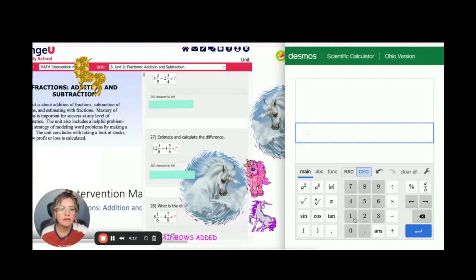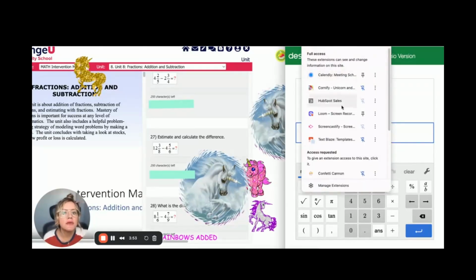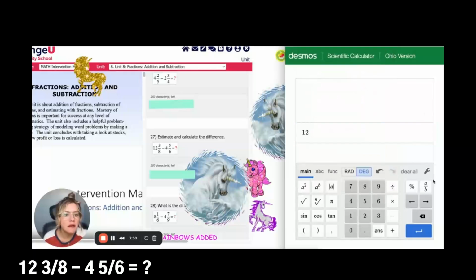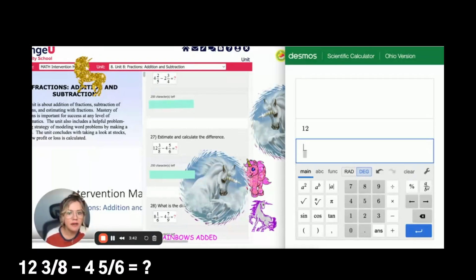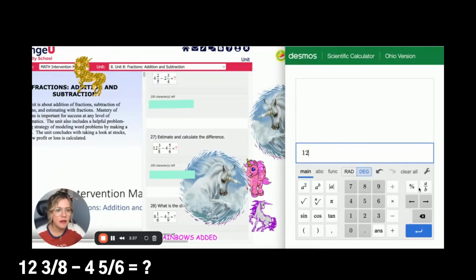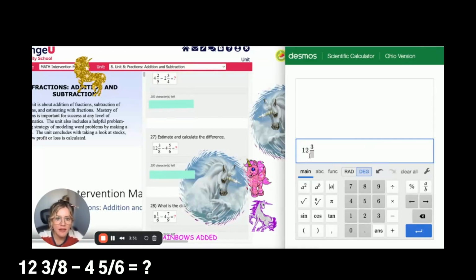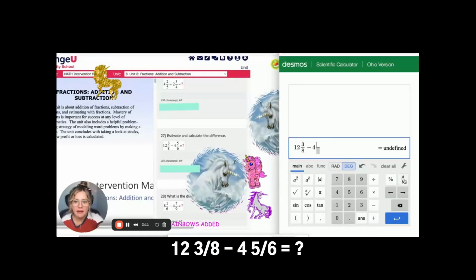For the 12 and 3/8 part, click the A over B that's under this little wrench. A over B is the fraction bar. And then the A in this case is 3. The numerator is 3. And then you can either click into the denominator or you can press the downward cursor. Either one works. Again, 4 and 5, down cursor, 6, which gives us a decimal.